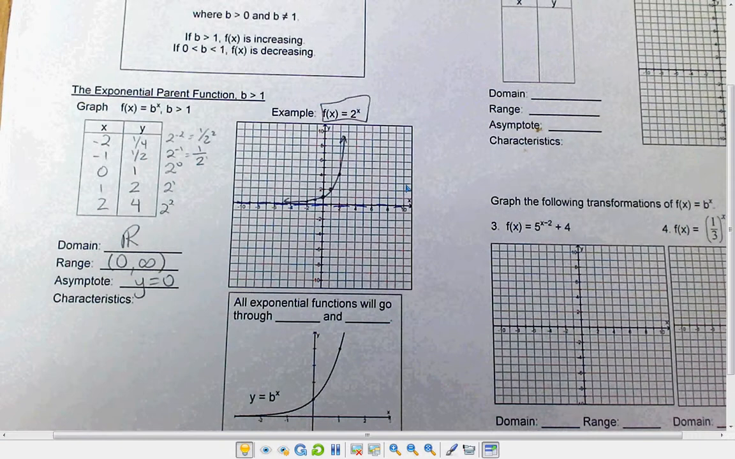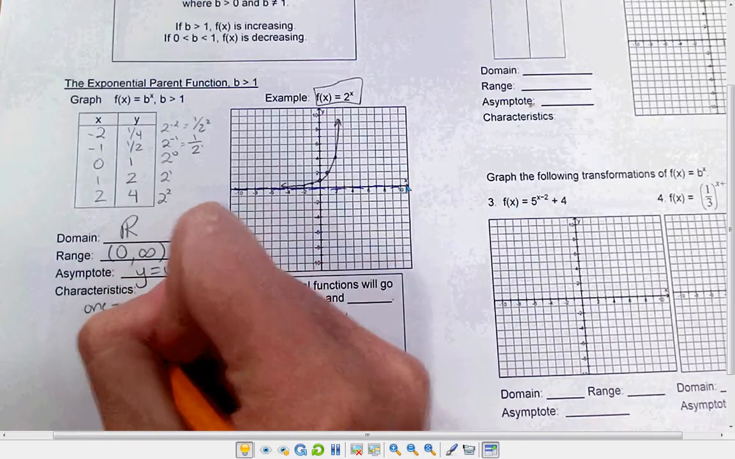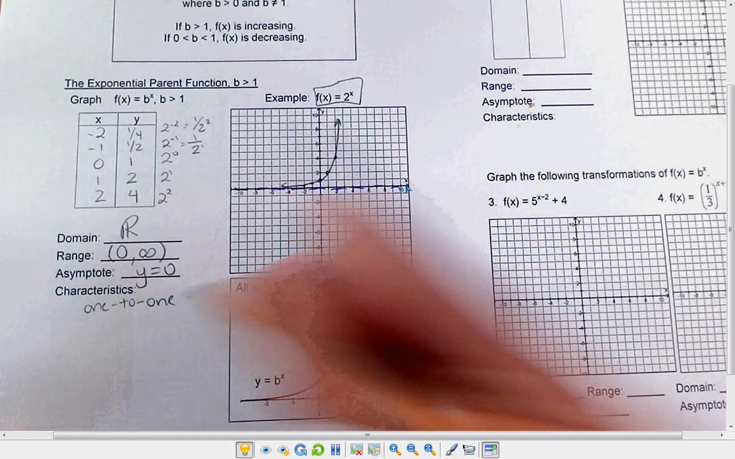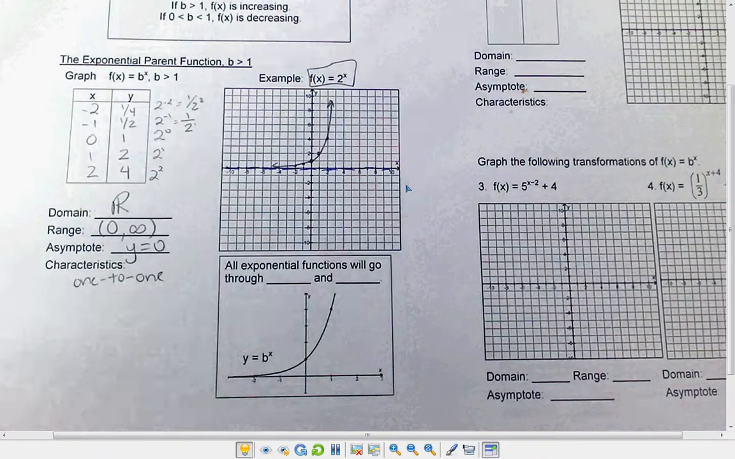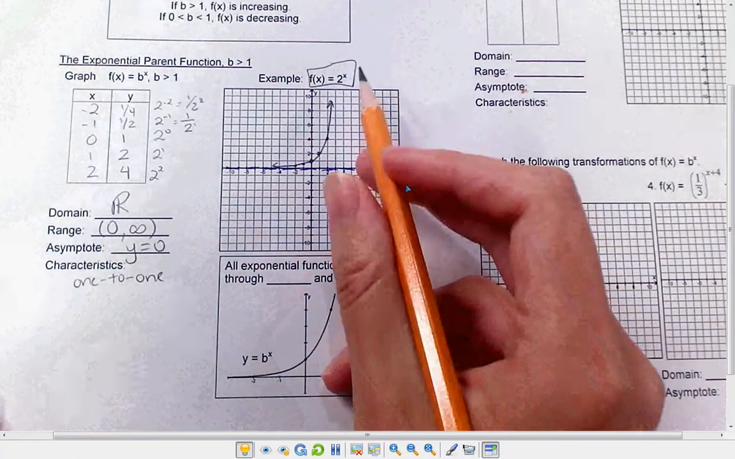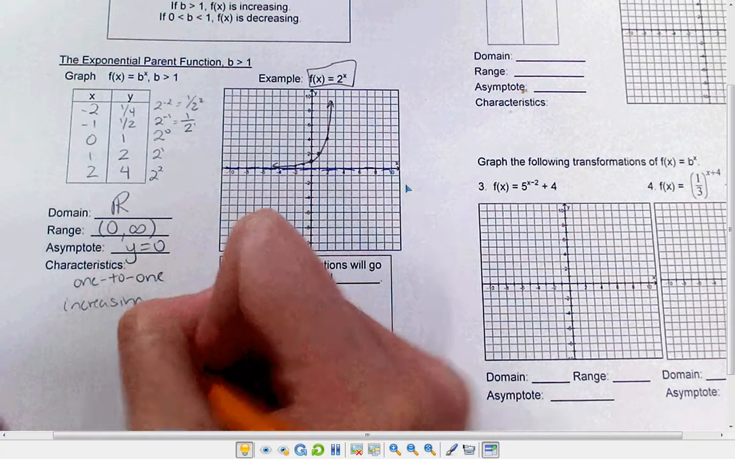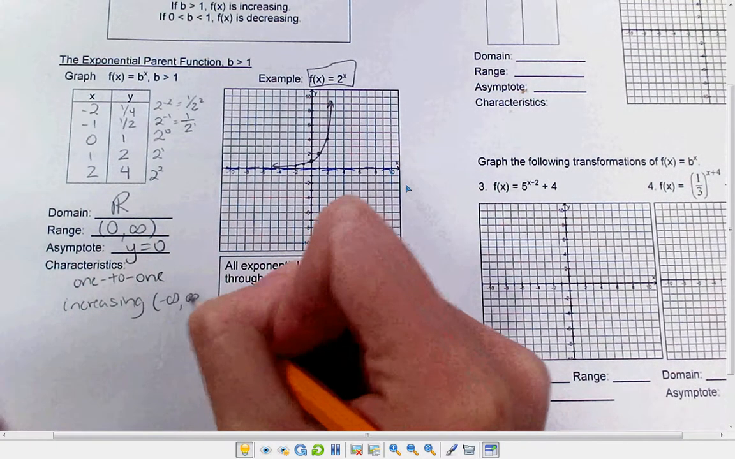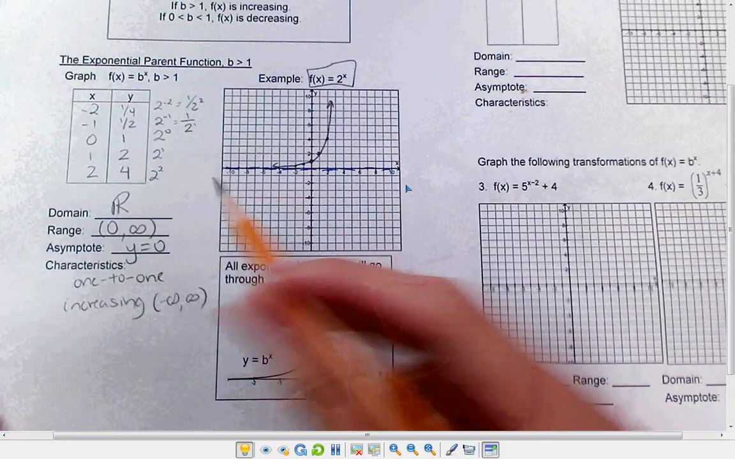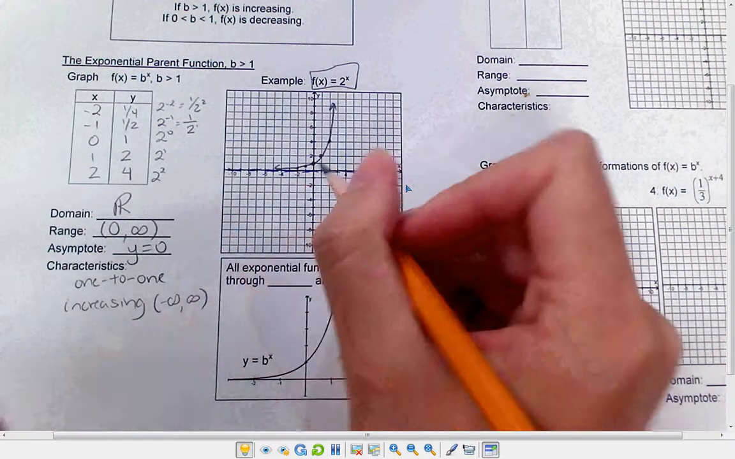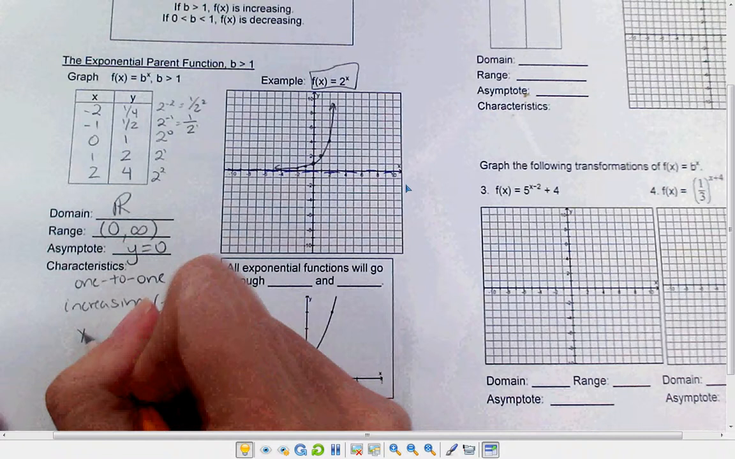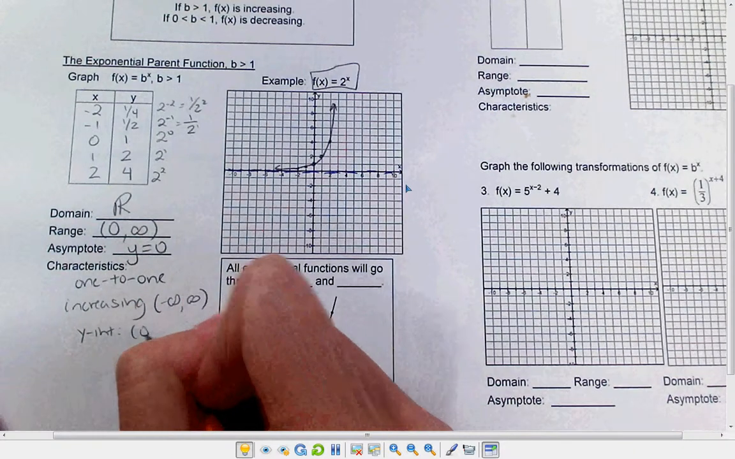So characteristics here, this is a 1-to-1 function because it passes both the vertical and the horizontal line test. It is increasing the entire way, so it's increasing from negative infinity to infinity. And there's no x-intercepts, but there is a y-intercept at 0, 1.